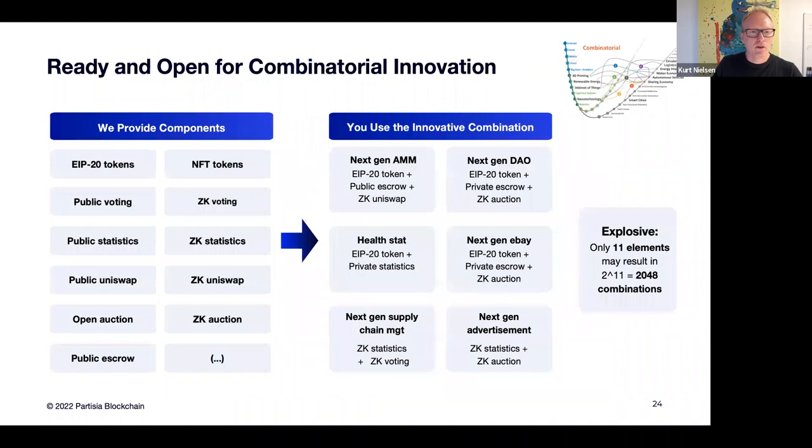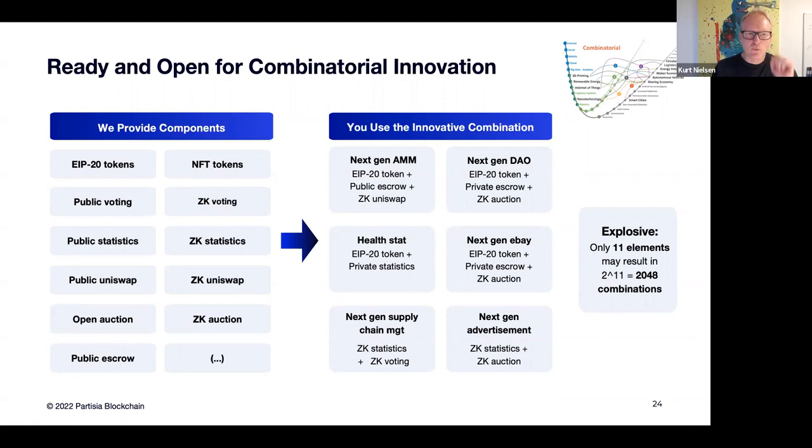So the way that we are helping you to get started with this is to build components. These are smart contracts that are solving bits and pieces of a full application. So you can go in, you can take these components, you can put them into your applications. The idea here is that if we build strong components, you can go in and combine them, and there will not just be a few applications, but there will be a ton of applications if you look at the combinations of these components.